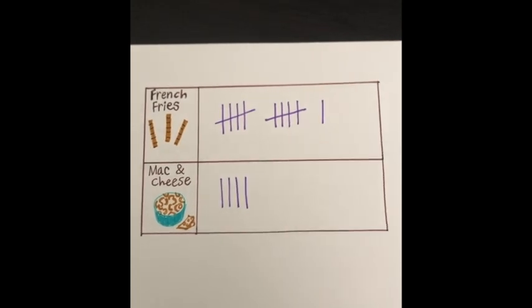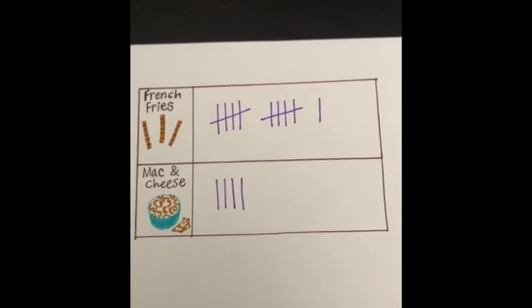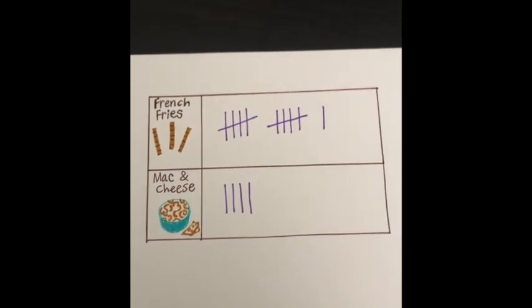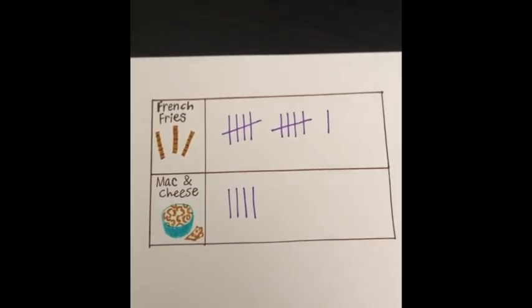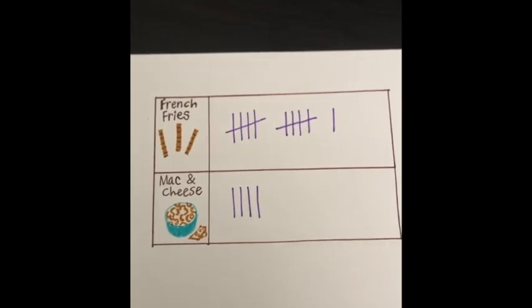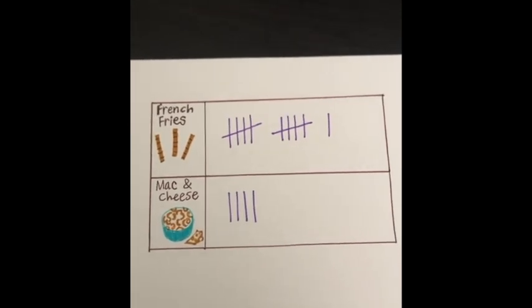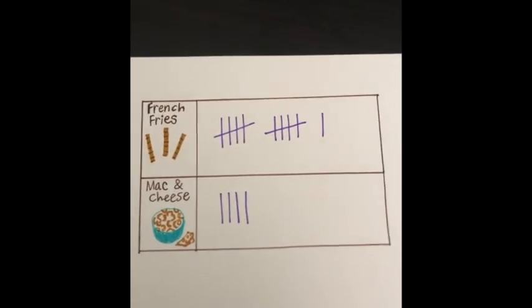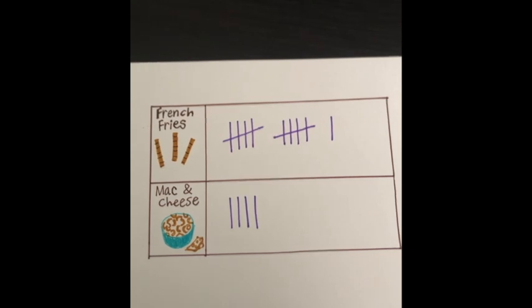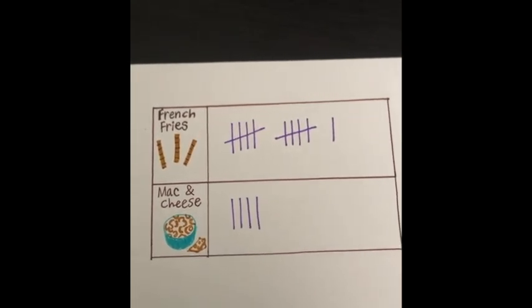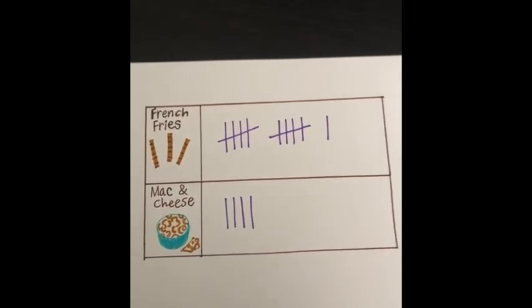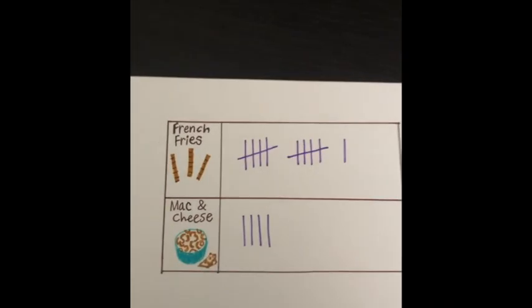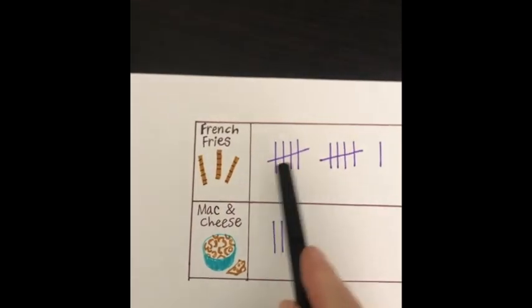Hi first graders! So last week I asked you on Seesaw if you would rather eat french fries or mac and cheese. And after a lot of you responded, I was able to make a table with our data. So I used tallies to show how many friends liked french fries more and how many friends liked mac and cheese more. If you look, we have a lot of tallies right next to our french fries here. So let's count the tallies.